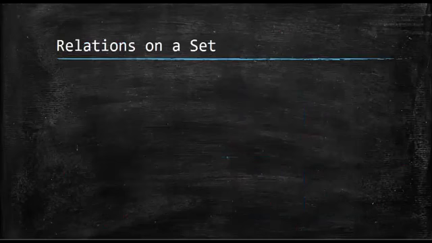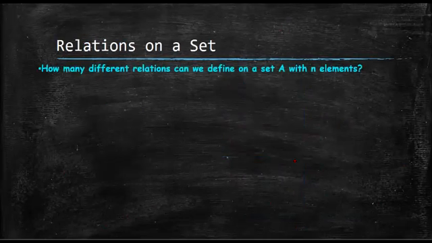Then the next is relations on a set. So we have a few questions that we can explain. How many different relations can we define on a set A with n elements? A relation on a set A is basically a subset of A cross A. So R is basically a subset of A cross A, and A cross A itself is considered the universal relation.